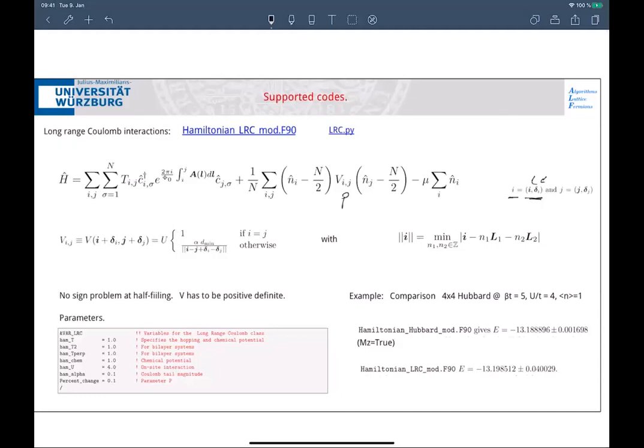What is in the code for the moment is a matrix V of ij, which is given by U. So U would be the on-site part of the long-range Coulomb, or the Hubbard U, and then I have a tail 1, and then I have an alpha. I have to specify this alpha. D is the minimal distance between two orbitals, which I can calculate from my lattice and unit cell information. And this is a distance between 2 points, so this is I plus delta I minus J plus delta J, right? Or minus delta J here.